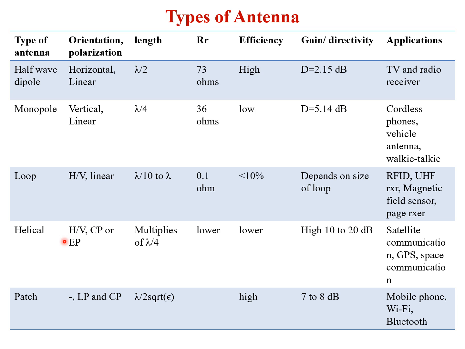For the helical antenna, the polarization is horizontal, vertical, CP or EP. The length is in multiples of lambda by 4. It has low radiation resistance and the efficiency is also low. It has a high directivity in the range of 10 to 20 decibel. It is used in satellite communication, GPS, and space communication.